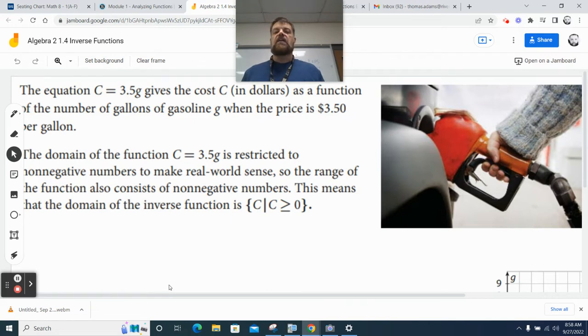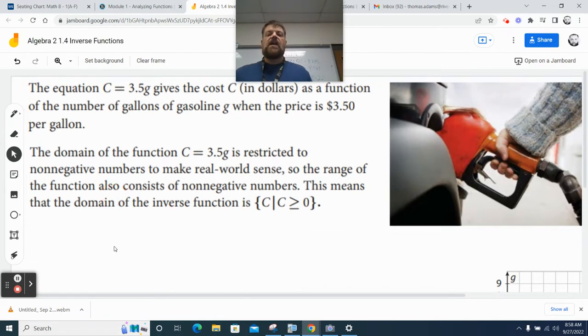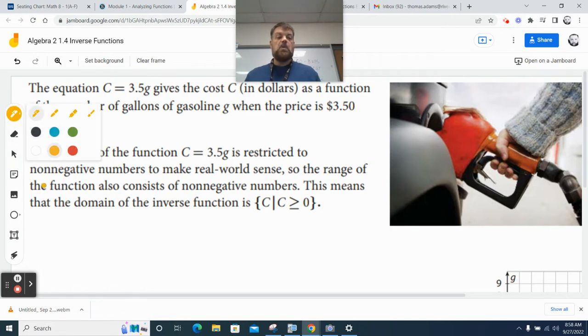Capital C is the cost in dollars as a function of the number of gallons of gas, and the price per gallon is $3.50. And so the domain of the function C equals 3.5 times the number of gallons is restricted to non-negative numbers. Now, that's a fancy way of saying positive and zero, right? So whenever you see the phrase non-negative, that means it's equal to or greater than zero.